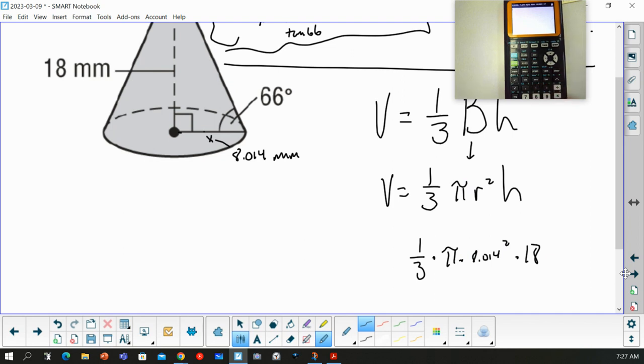So 1/3, 1 divided by 3 in parentheses, times pi times 8.014 squared, and then times 18, and hit enter, and I get 1,210.59, which would be 1,210.6, and it's in millimeters, so it'd be millimeters cubed. And that is the answer to that question.